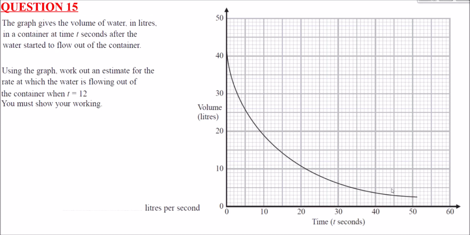Question 15, we have a graph giving the volume of water in litres in a container at time t seconds after the water started to flow out of the container. So maybe this container is leaking or it's draining water and it's meant to, who knows? Who cares? Anyway, using the graph, work out an estimate for the rate at which the water is flowing out of the container when t equals 12. You must show your working.